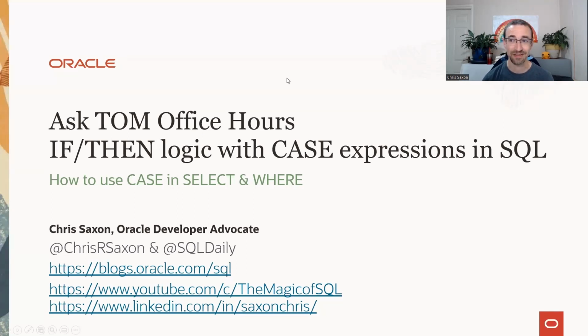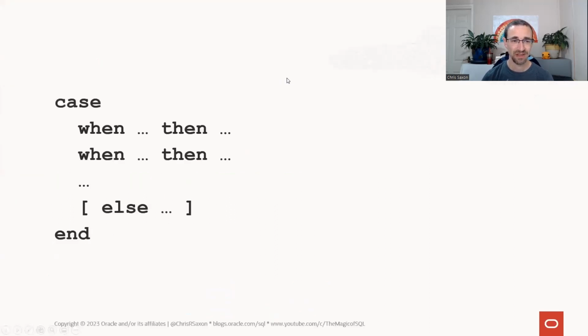Let's get into the details of writing a case expression. To start off with, the basic structure of case looks something like this. You have case at the top and then a series of when conditions. These are tests that we're going to run to check whether or not they're true, and we'll return the corresponding value for the then.